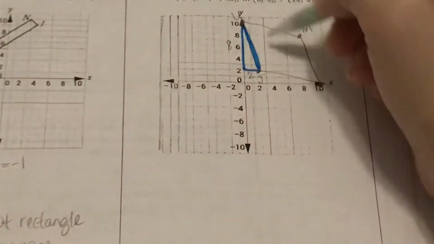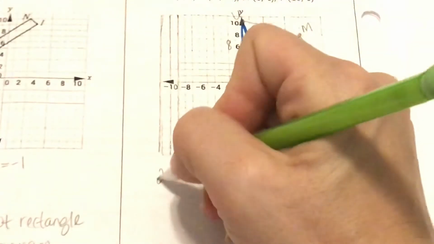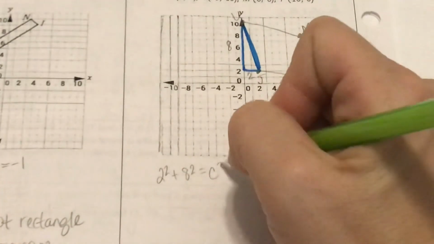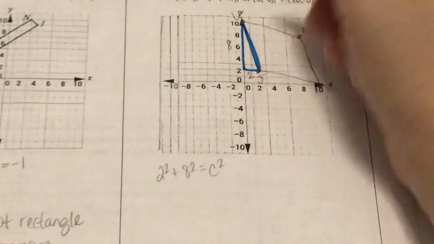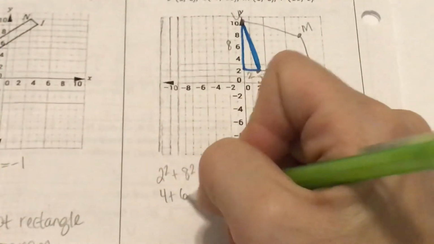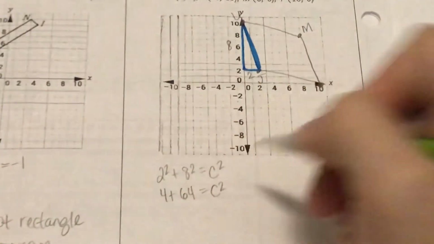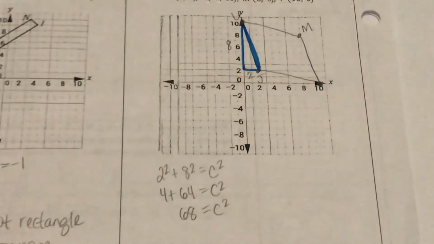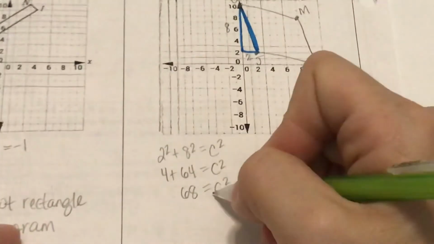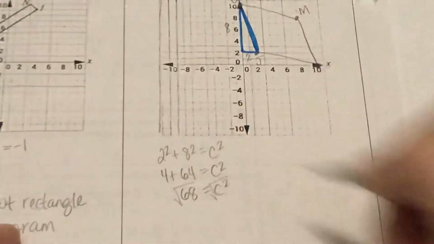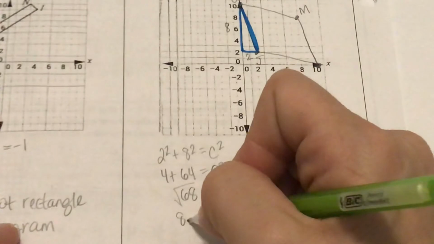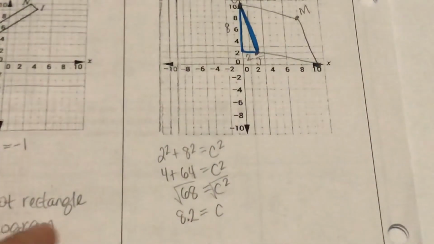So we could find the length of this segment: 2 squared plus 8 squared equals c squared. C is the hypotenuse. That's 4 plus 64 equals c squared. This is 68 equals c squared. But we want to know what c is, not c squared. So we take the square root of both sides, and we find that the square root of 68 is about 8.2.